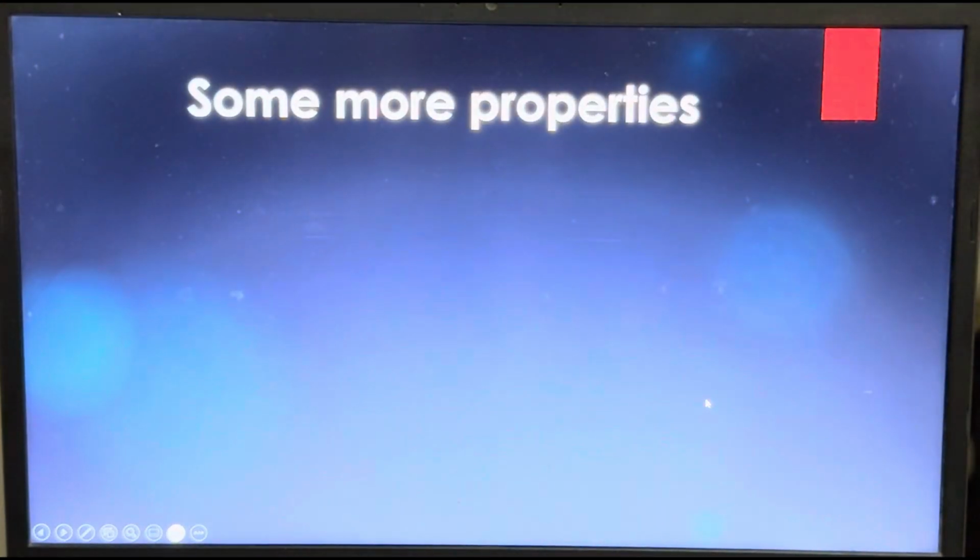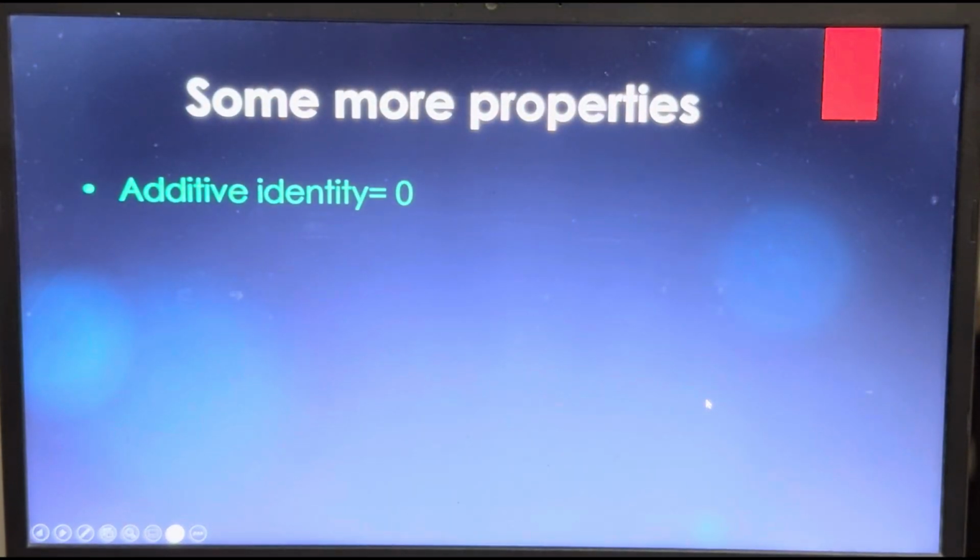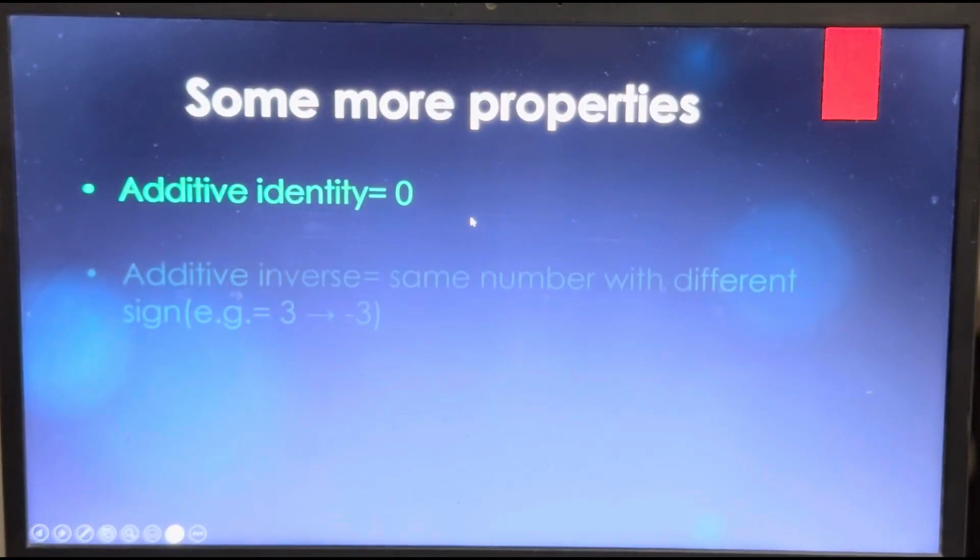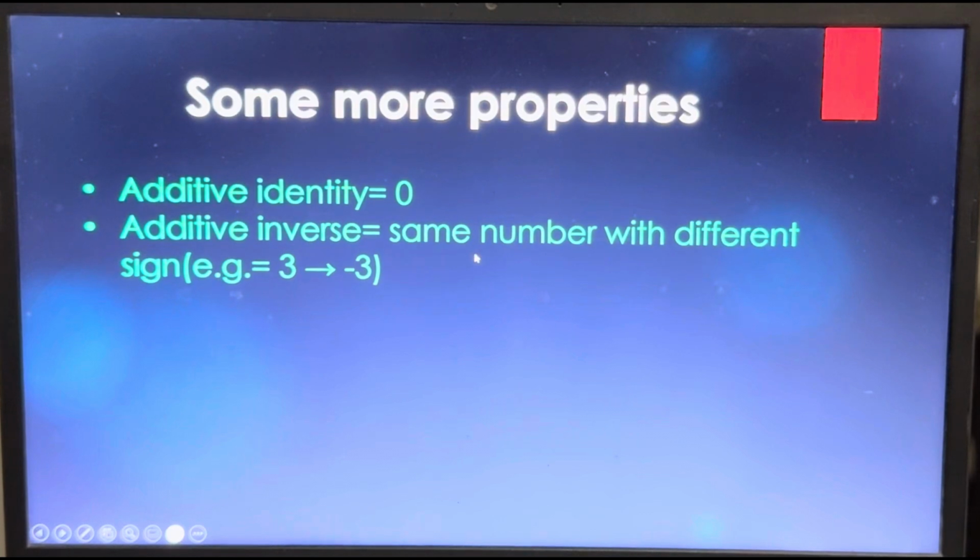Now let us see some more properties. So what is the additive identity? Additive identity is 0. That means you add 0 to any number or any integer, the answer will be the same number. Then additive inverse. What is additive inverse? The same number with a different sign. So if it is +3, the additive inverse will be -3. If it is, suppose, -7, the additive inverse will be +7, right?